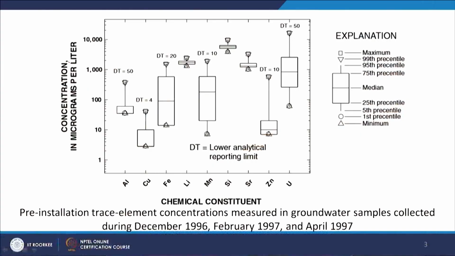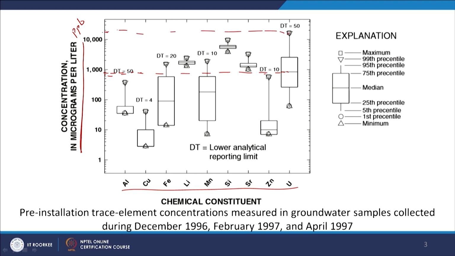Here we have concentration in micrograms per liter, ppb, and different concentrations of the relevant contaminants. For uranium, the median is around 800 or 900, let's say 800 maybe. And the maximum, as you can see, is pretty high, maybe 15,000 or so. Again, we have maximum, minimum, 25th percentile, 75th percentile, and so on.